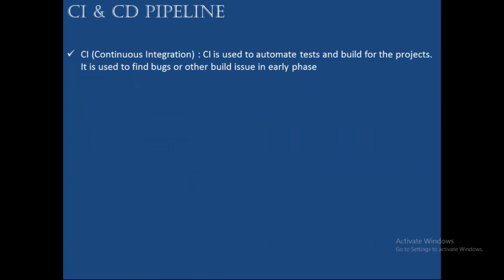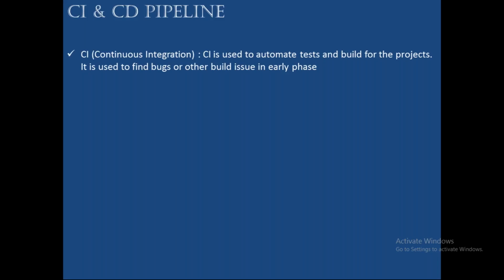CI/CD pipeline. CI is nothing but continuous integration. This continuous integration is done by web application developers. If you're using Scala code, you need to do it. But ADF will generate JSON code.